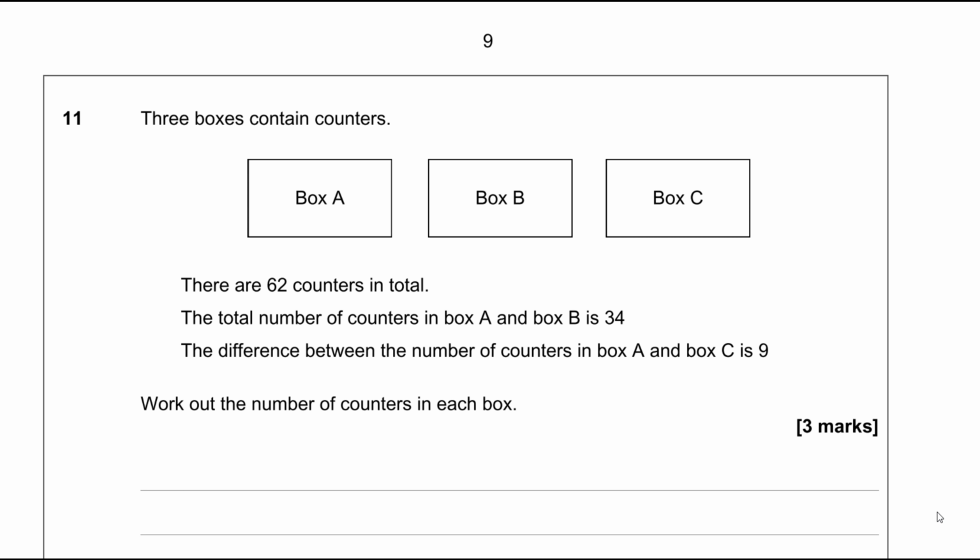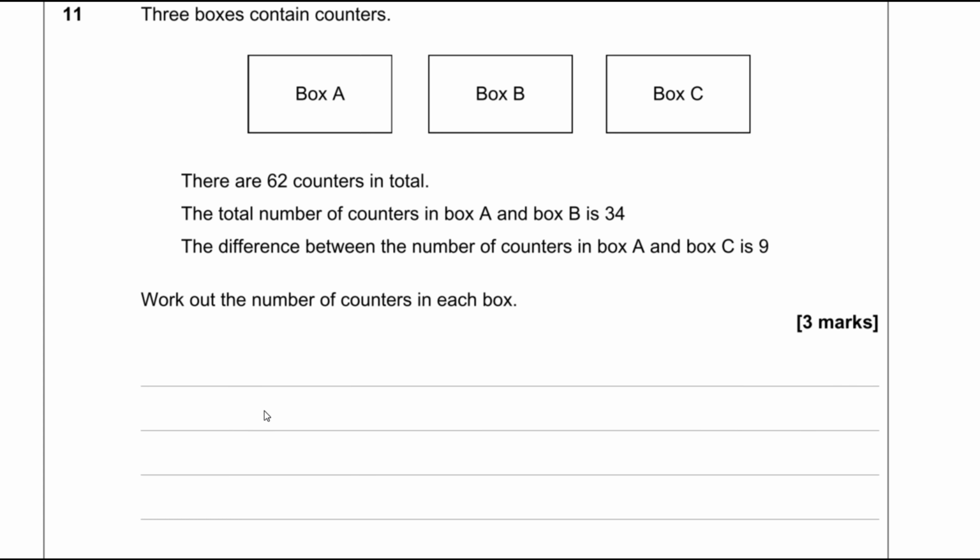Question 11. 3 boxes contain counters. This is box A, box B, and box C. There are 62 counters in total. The total number of counters in box A and box B is 34. So A and B is 34. The difference between the number of counters in box A and box C is 9. Work out the number of counters in each box.